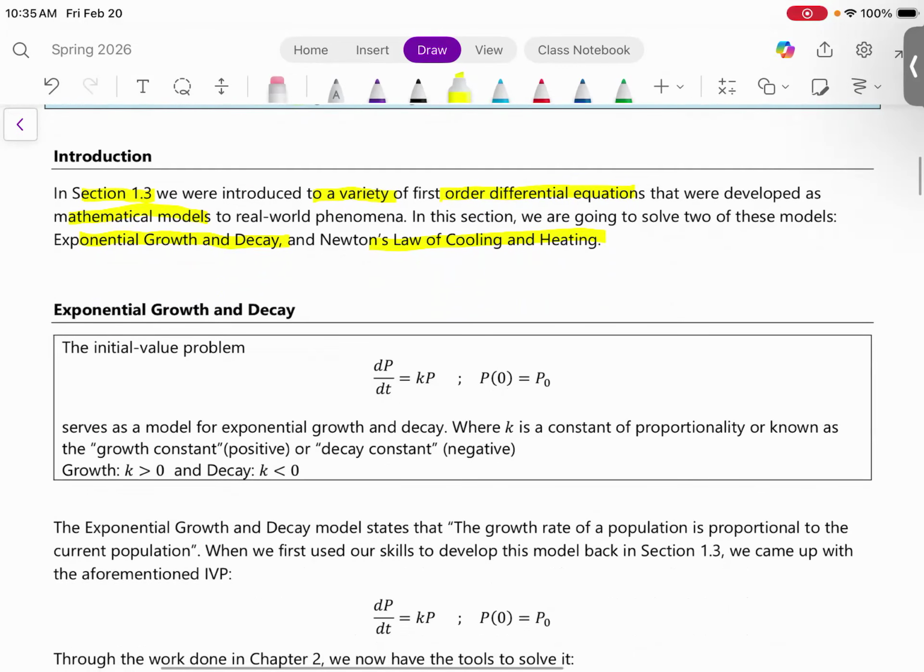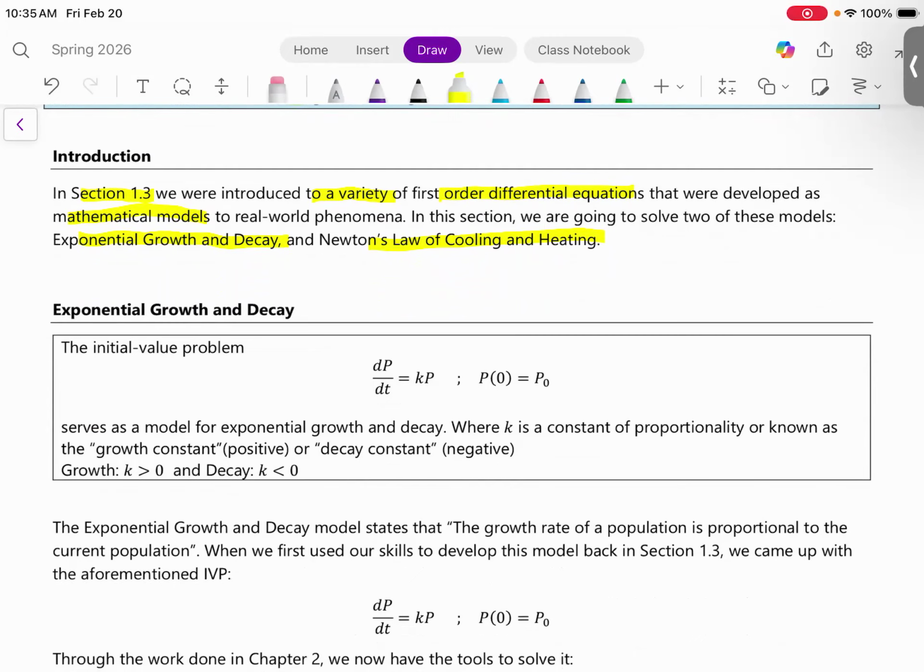So we've seen this before. We've developed this actually, that the initial value problem for exponential growth and decay is dP over dt equals some growth constant k times the function P, with an initial condition of P naught. So that is our initial value problem. And remember that this is our initial population. At time zero, that's our initial population.